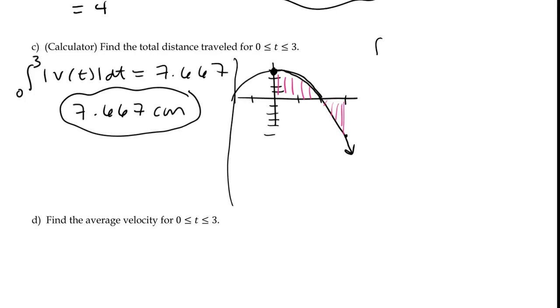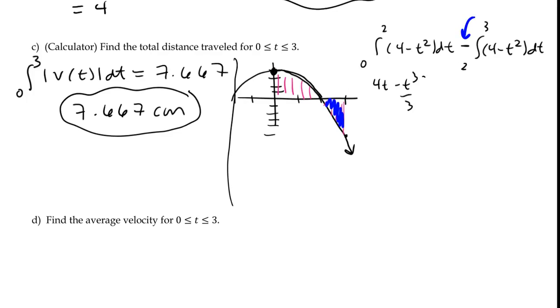So we're going to want to integrate from 0 to 2 just fine, 4 minus t squared dt. But then we're going to put a negative in front of the piece from 2 to 3 of 4 minus t squared dt. This negative here, remember, is because we're going to take this piece and flip it up, so we need to make it positive. Okay, integrating this quickly: 4t minus t cubed over 3 from 0 to 2, minus, now we have a subtraction here, 4t minus t cubed over 3 from 2 to 3.